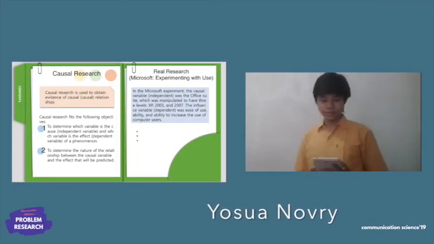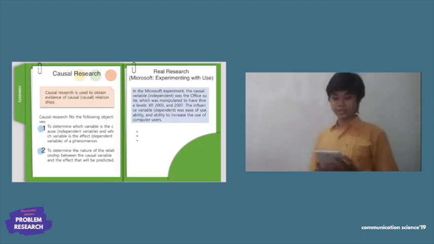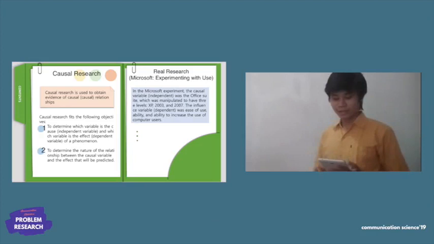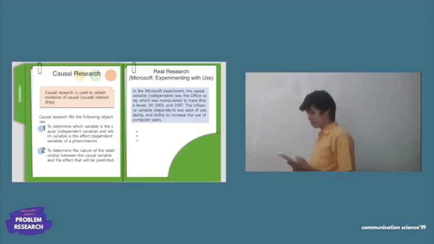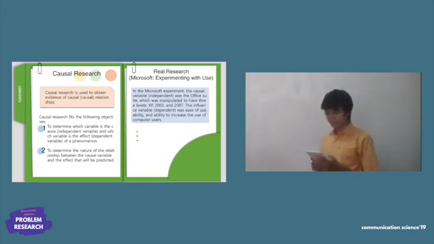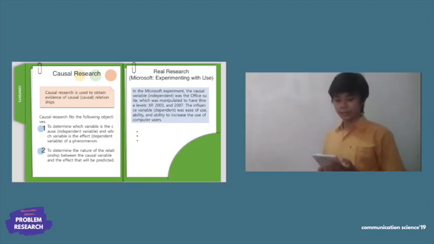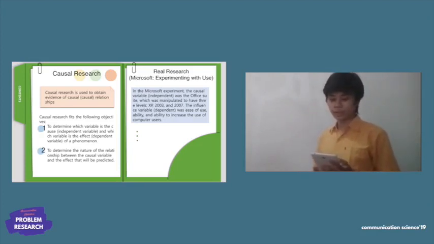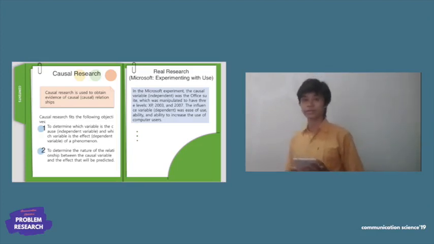Causal research. Causal research is used to obtain evidence of causal relationships. Here's a picture. We can see a comparison of basic research designs. Here we can see objectives, characteristics and methods, and the differences between exploratory, descriptive, and causal research.